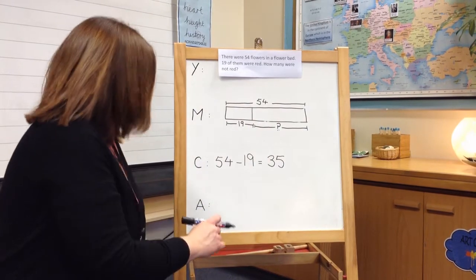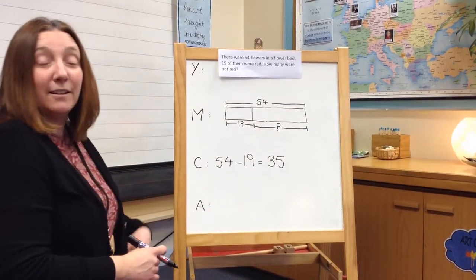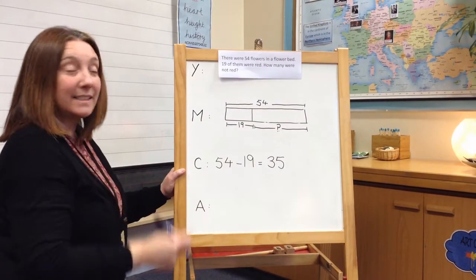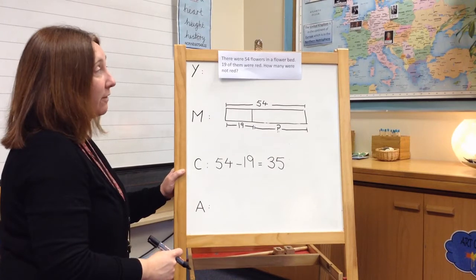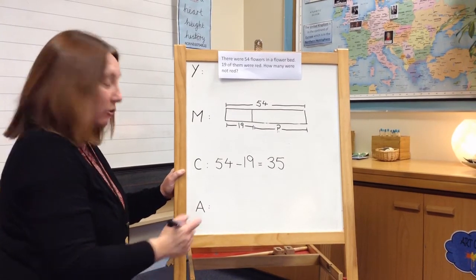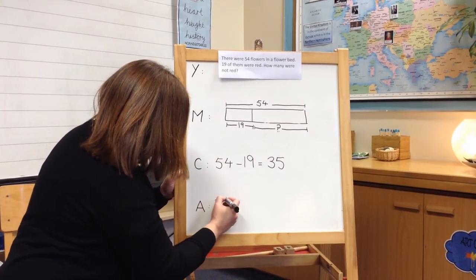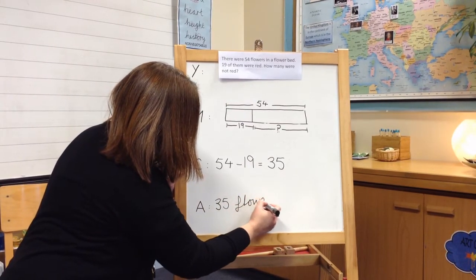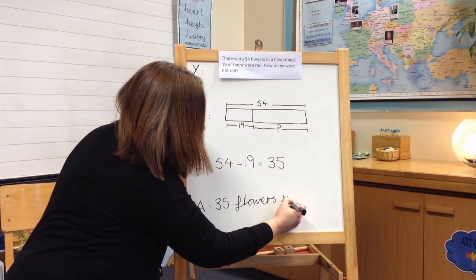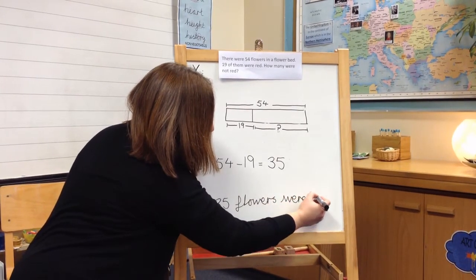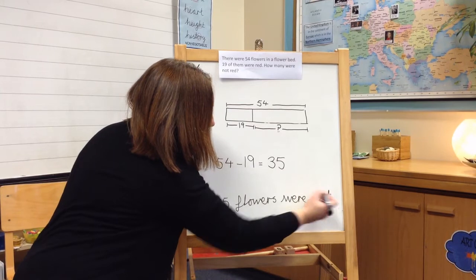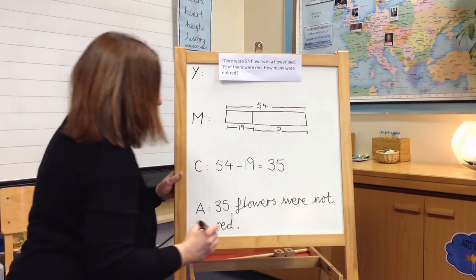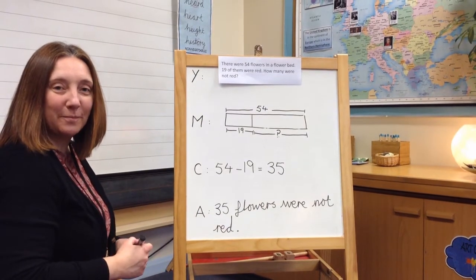And the last step is to answer the problem. How many were not red? So my sentence is going to be 35 flowers were not red. It's the end of my sentence, so I finish with a full stop.